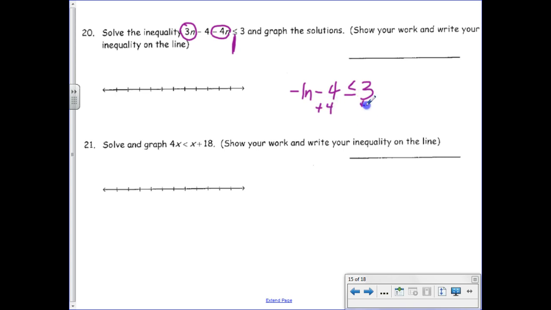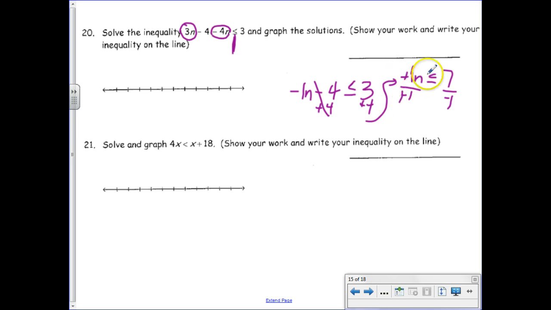First I'm going to add 4 to each side because these are opposites, they go to 0. So now I have negative 1n is less than or equal to 7. You're not done yet. I've seen some people leave this, and I'm going to say, nope, not yet. You always want a coefficient of positive 1. So we have to go one more step.